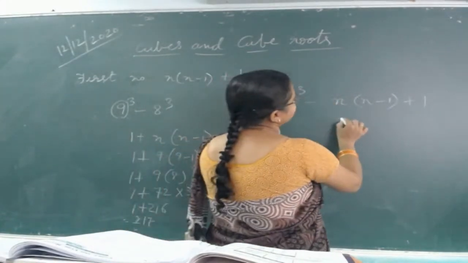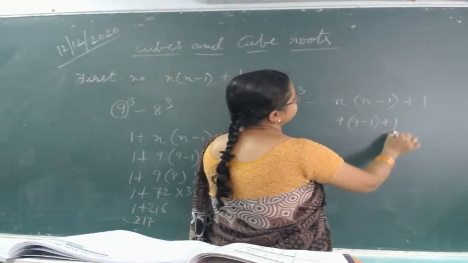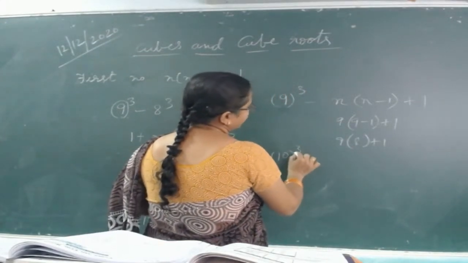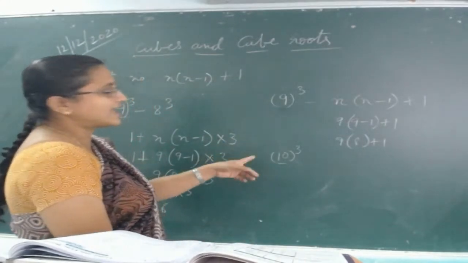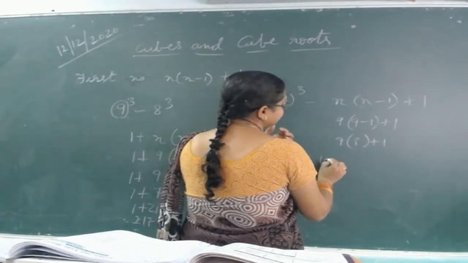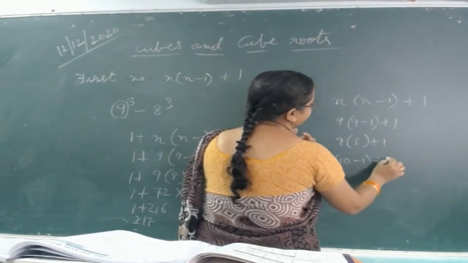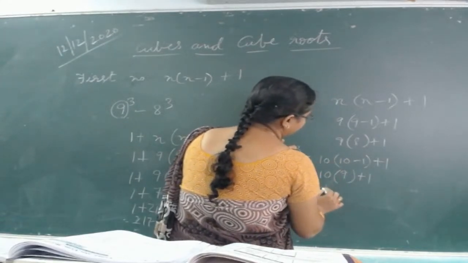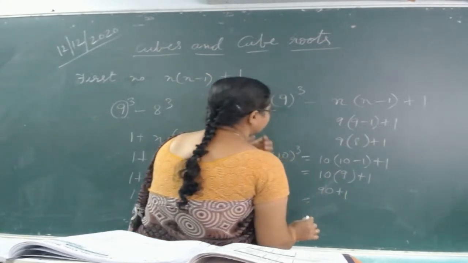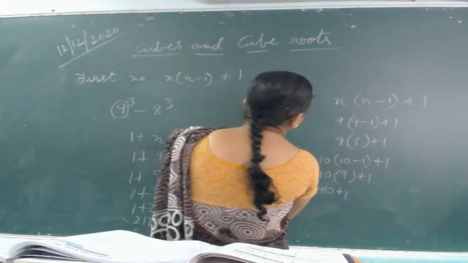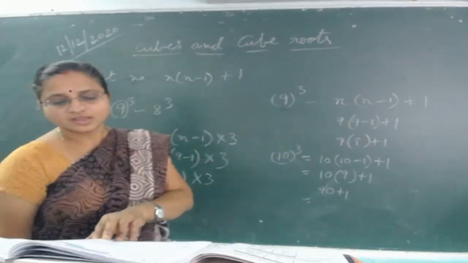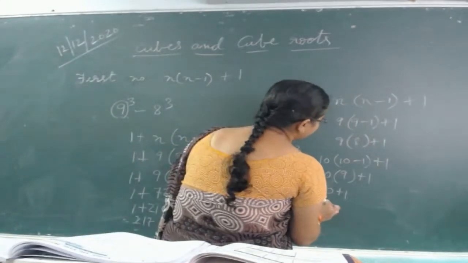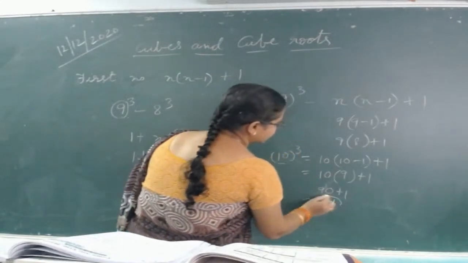If it is 9 cube, then you can express it as 9 into 9 minus 1 plus 1. That is equal to 9 into 8 plus 1. Understand? And if you take 10 cube, here 10 is n. For finding the value of 10 cube, you can write it as 10 into 10 minus 1 plus 1. That is equal to 10 into 9 plus 1, that is 90 plus 1, which is 91. Sorry, wait a minute. Here 91 will come, so 91 is not the answer.